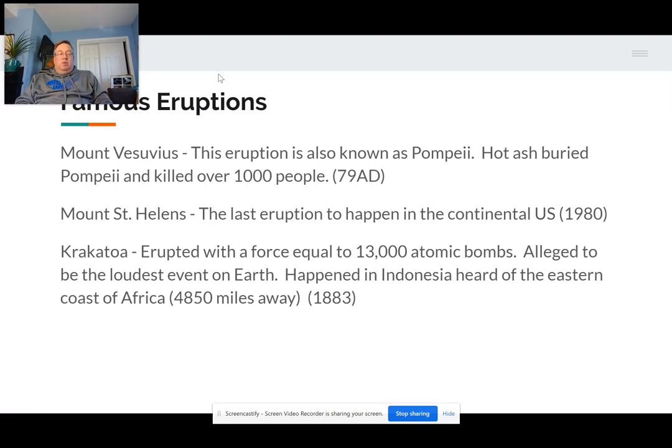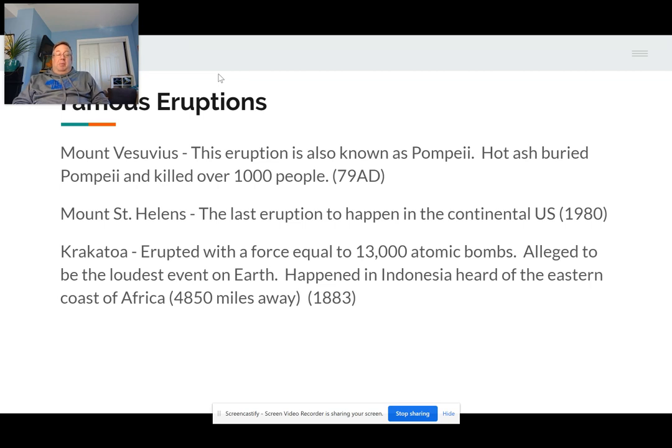All right, so for those of you who understand geography, you have Indonesia, which is over by Australia. Okay, you had this eruption, and you could hear it on the east coast of Africa. Okay, that means that the noise traveled halfway around the Earth. Okay, that's almost 5,000 miles away. That's a large distance, which would mean if you were anywhere near that when it happened, chances are you went deaf from the hearing damage. Okay, so very, very major eruption.